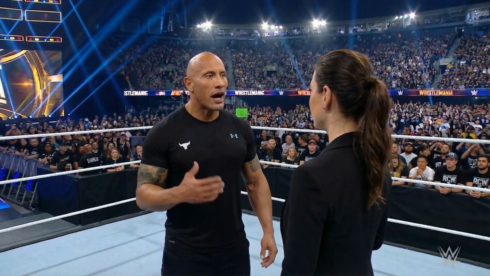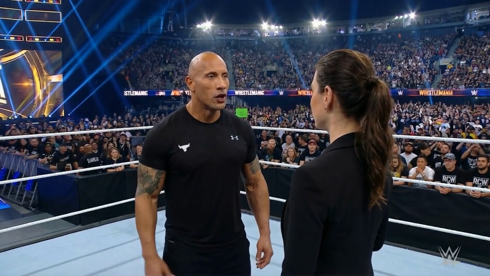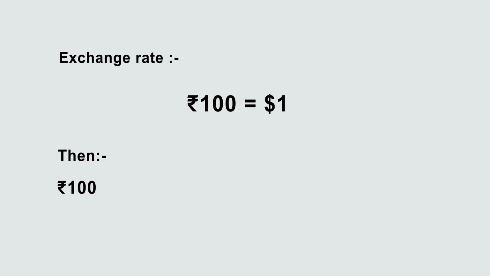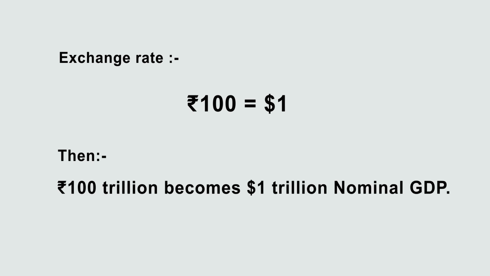All right, Steph, listen carefully. Nominal GDP is calculated in two clean steps. First, a country adds up the value of all goods and services produced in its own currency. Suppose India produces goods worth 100 trillion rupees. Second, that number is converted into US dollars using the market exchange rate. If the exchange rate is 100 rupees equals $1, then 100 trillion rupees becomes $1 trillion, nominal GDP. No adjustments, no corrections, just currency conversion.